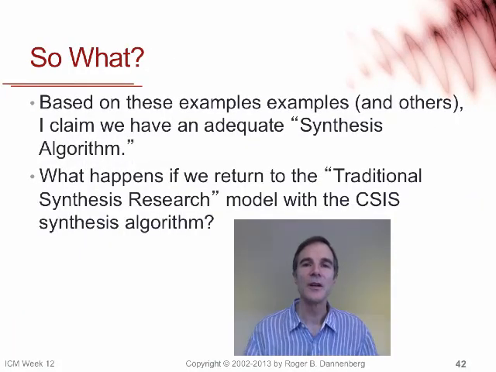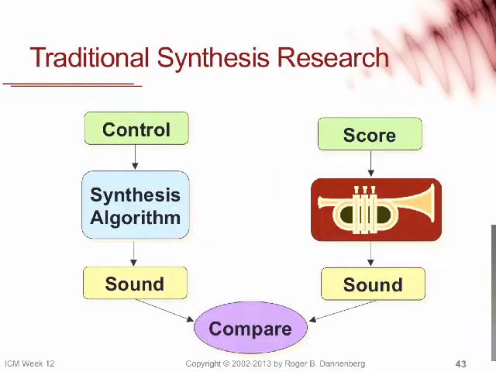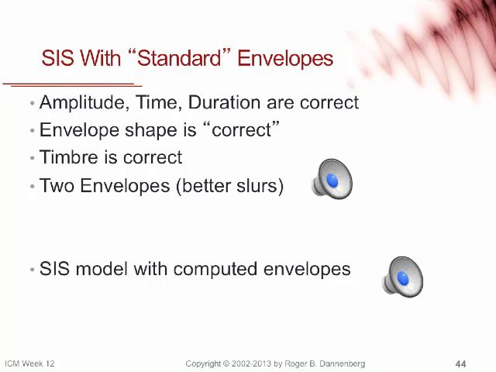We can go further and talk about the implications of this work for synthesis in general. Based on these examples and others, I claim that we have an adequate synthesis algorithm, at least for trumpet. And what happens if we return to the traditional synthesis research model with the spectral interpolation synthesis algorithm? Well, remember, the traditional synthesis research looks like this. And if we perform our synthesis model with standard envelopes, as you would do in the traditional synthesis approach, you would get something like this.